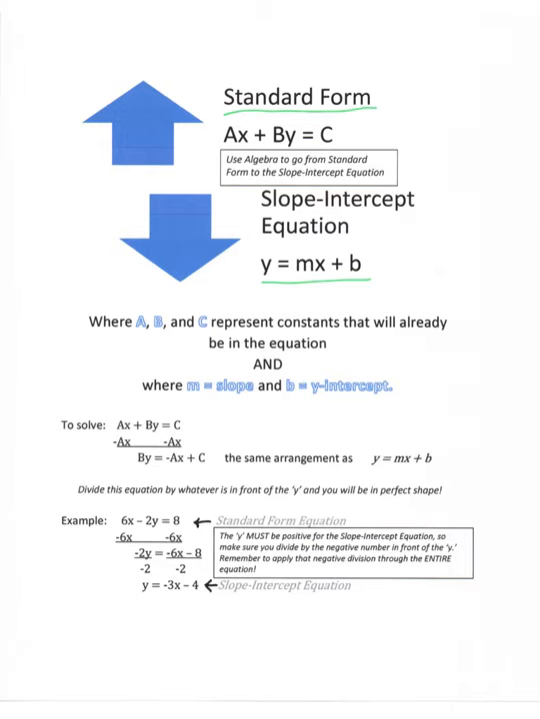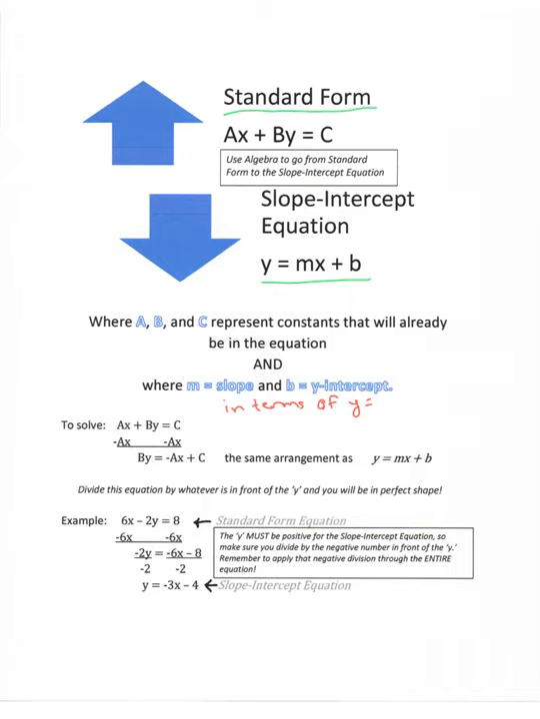So let's follow the steps. I want to make sure you get this. You need to put it in terms of y equals. That's our goal. The slope-intercept equation is y equals mx plus b. So you need to take that standard form and do the algebra to turn it into y equals. So first you move the ax.